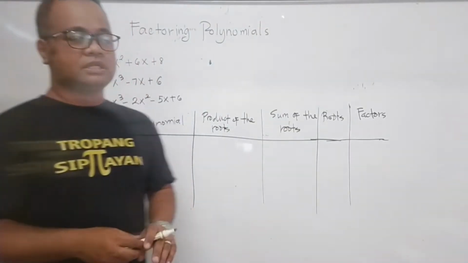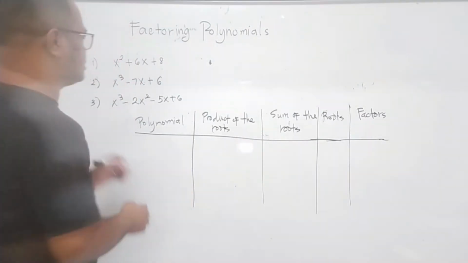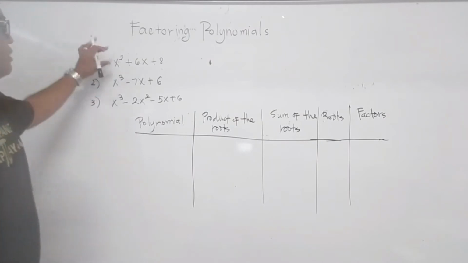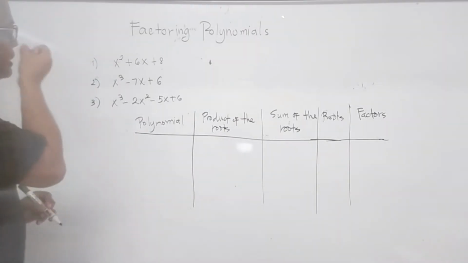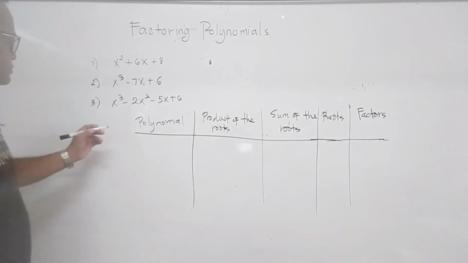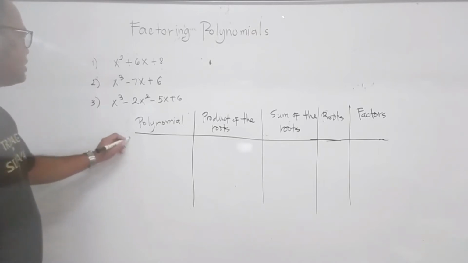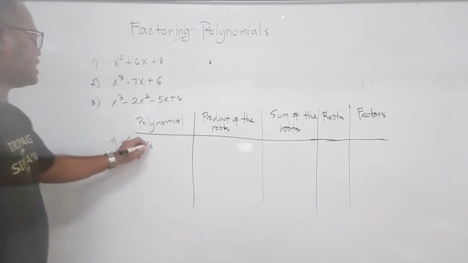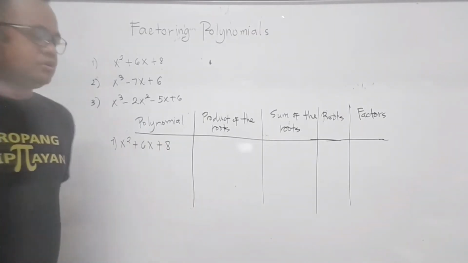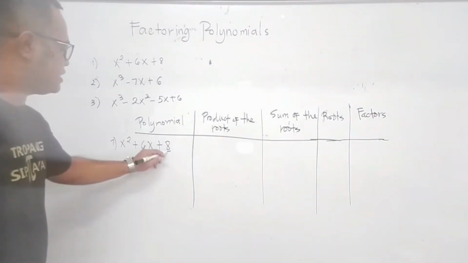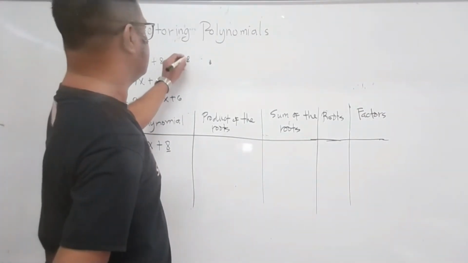Okay, so let's take a look. Here's another way of factoring polynomials. I have here three polynomials, quadratic and cubic. Let us start with the first one. Polynomial number one is x squared plus 6x plus 8. Just like what we discussed before, you look at the constant term, which is 8.